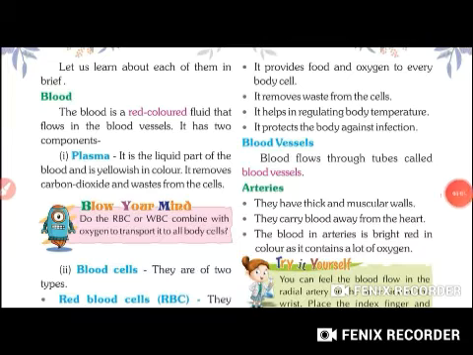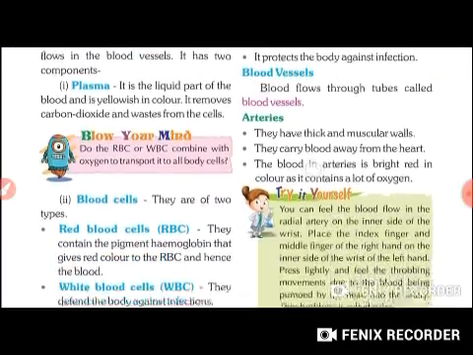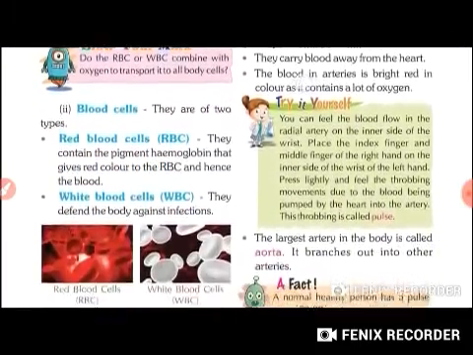Blood. The blood is a red colored fluid that flows in the blood vessels. It has two components. Number 1, plasma. It is the liquid part of the blood and is yellowish in color. It removes carbon dioxide and waste from the cells. Number 2, blood cells. They are of two types.